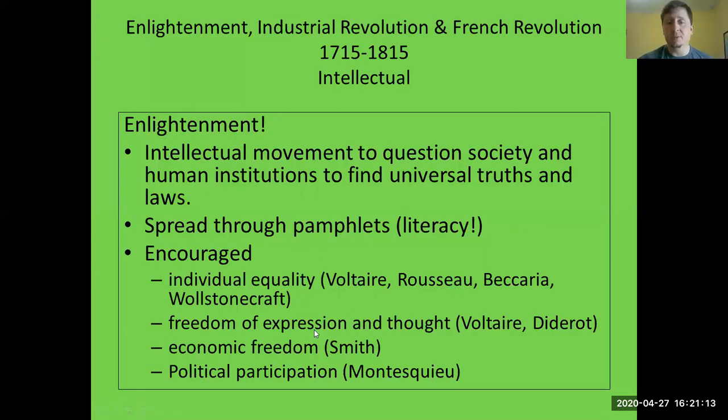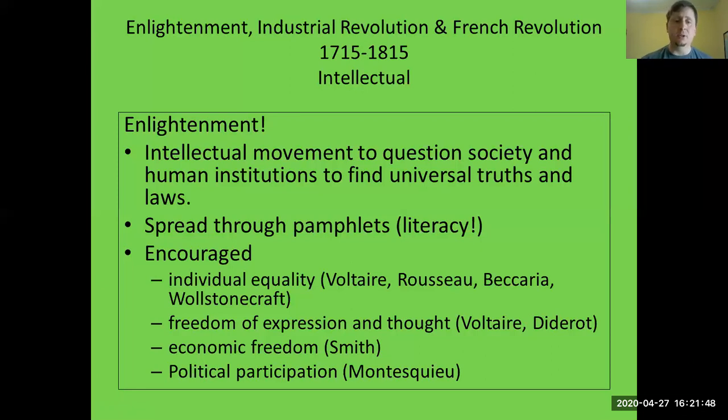We've got freedom of expression and thought. Remember, Voltaire is all about freedom of expression, freedom of the press. Diderot, the publisher of the Encyclopedia, wants freedom to print and to go to press with the ideas that are included in his encyclopedia. You've got Adam Smith, who pushes for economic freedom. You remember, this is him publishing his book, The Wealth of Nations, which is going to encourage the death of mercantilism and the birth of capitalism and laissez-faire free trade capitalism.